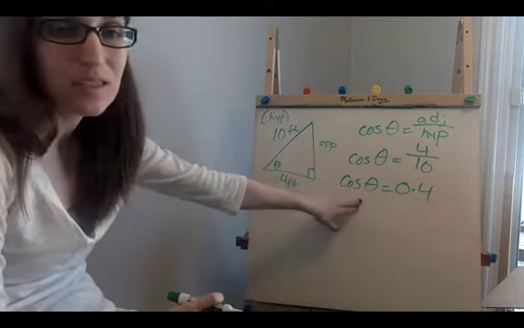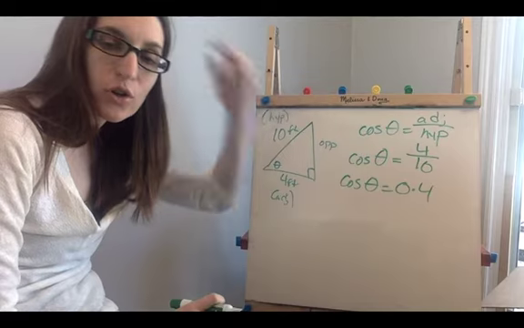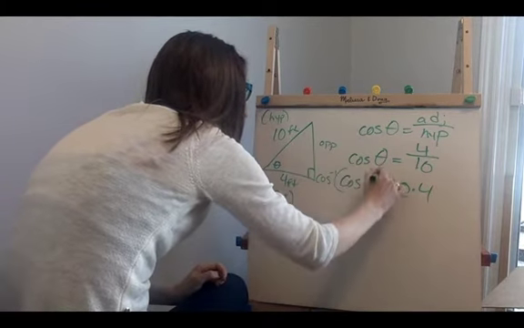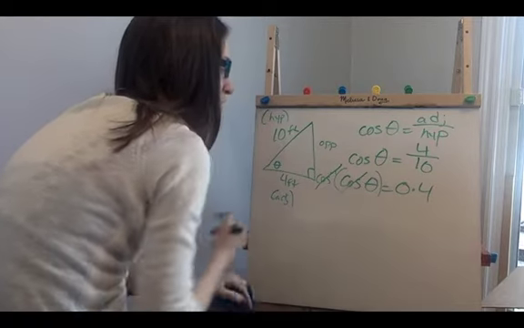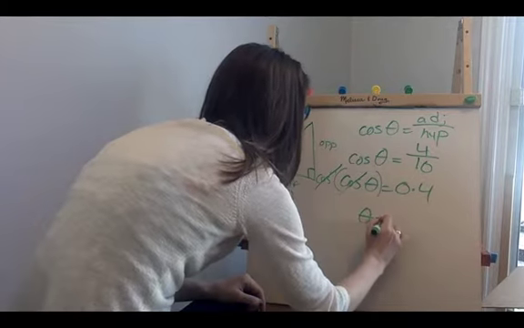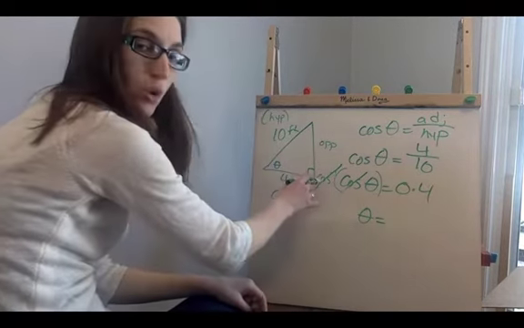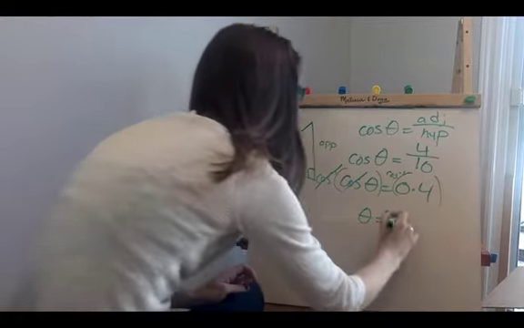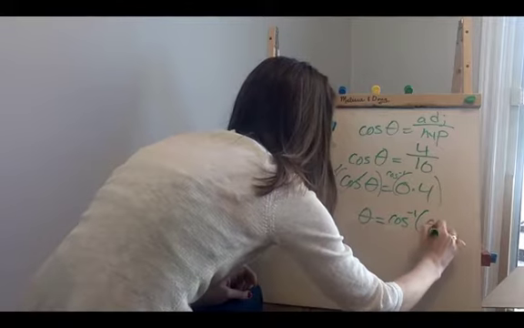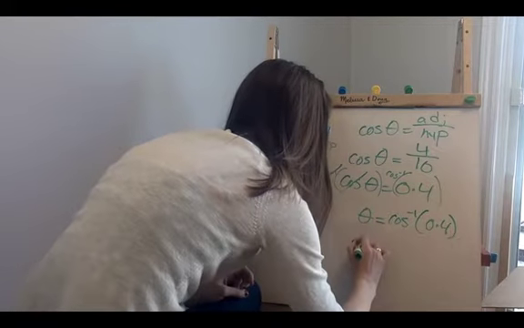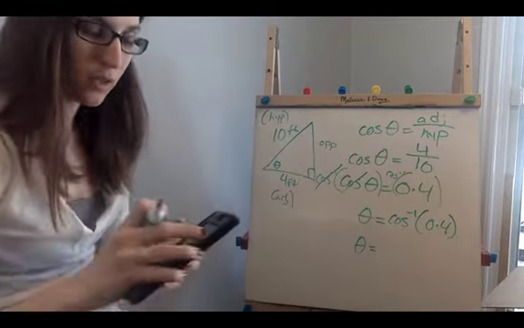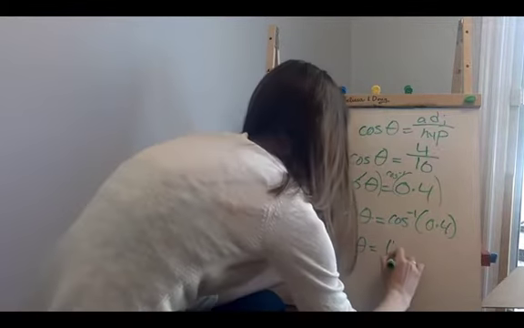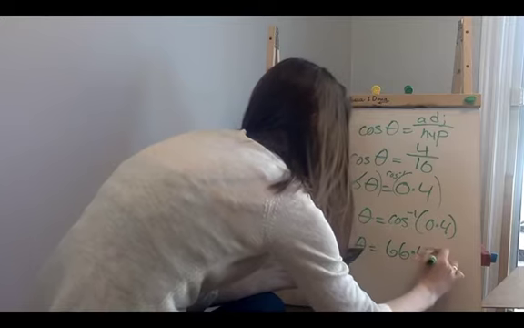And then to get this angle by itself, you take the cos inverse of both sides. So really what's happening here is you're doing cos inverse of cos theta. The cos inverse cancels with the cos, just leaving you with theta. But if you took the cos inverse of this side, you're also taking the cos inverse of this side. So theta is equal to the cos inverse of 0.4. You do that on your calculator, cos inverse of 0.4, and you get a value of 66.4 degrees.